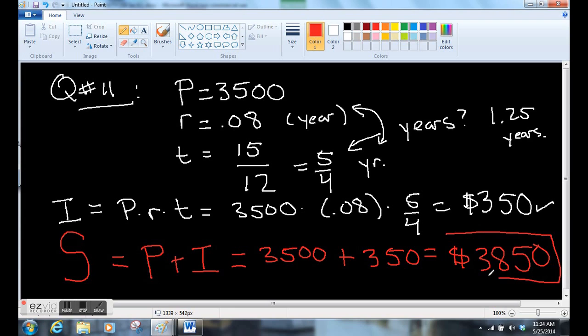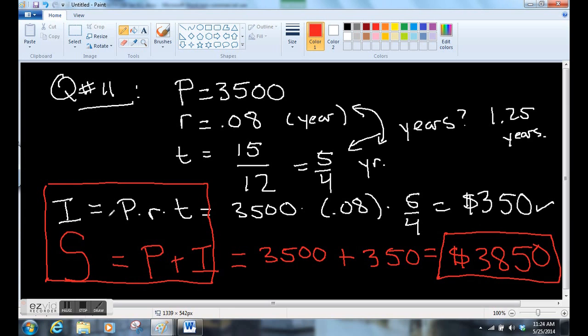So to answer question number 11, you needed 2 formulas, and here they are. So if you're starting a little note card of formulas from chapter 6, put these 2 formulas on there. Okay, let's look at this next question.